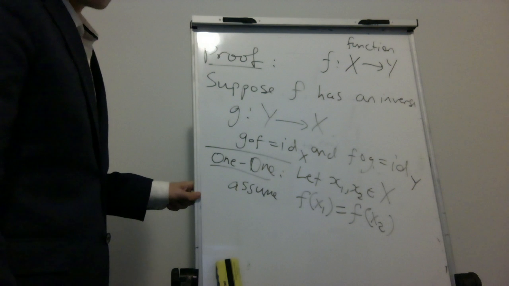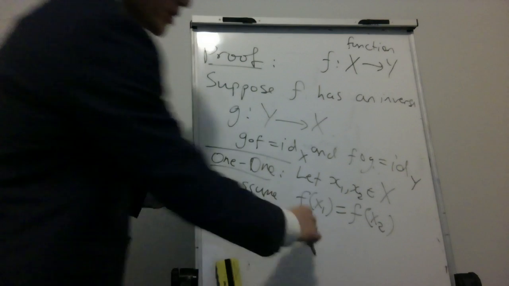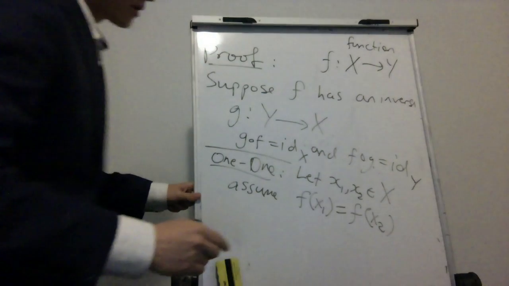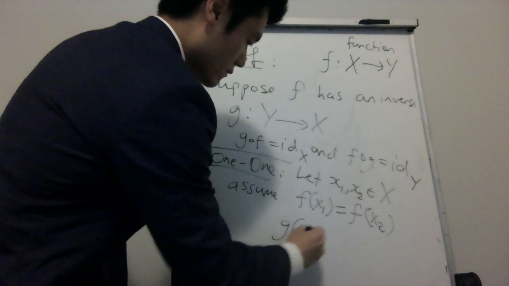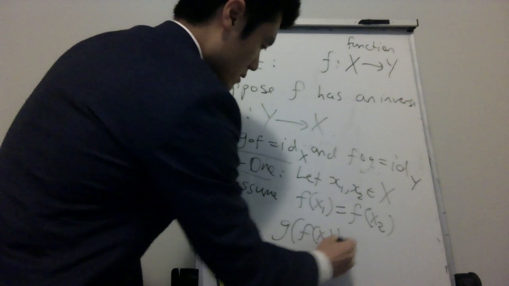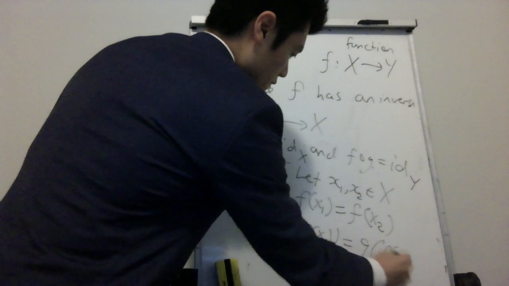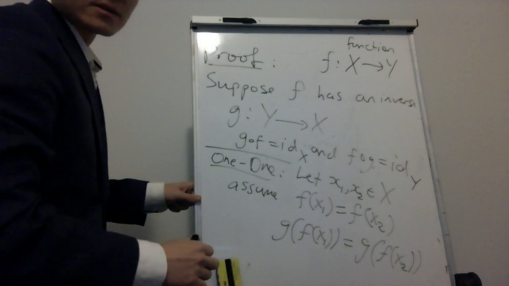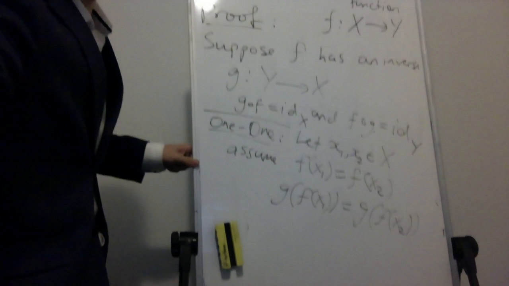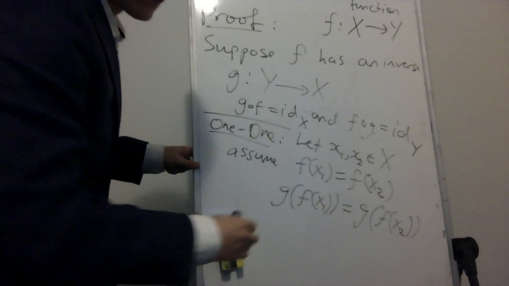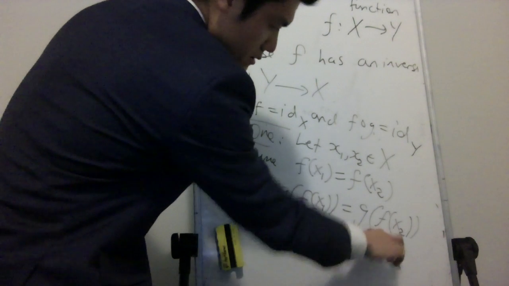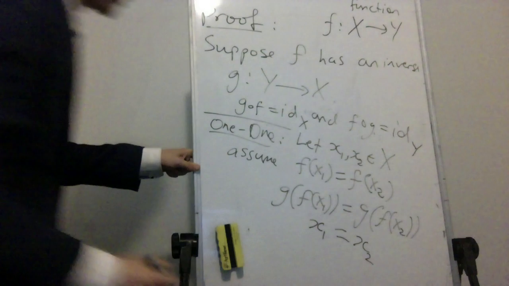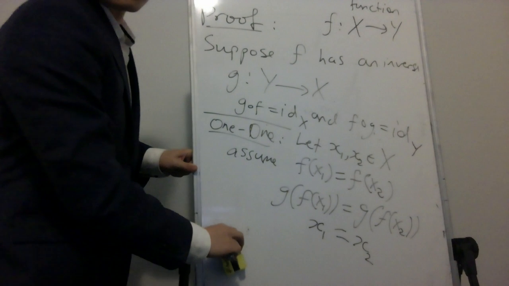Well, we can just take g of both sides. Okay, g is our inverse function. So we make use of the assumption. So take g of both sides. You get g of f of x1 equals g of f of x2. Okay, and because g undoes f, this here is exactly x1, and that there is exactly x2. Okay, and then we've shown that f is one-to-one.